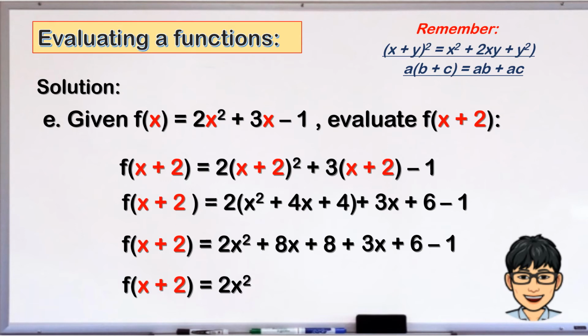This time, let us combine similar terms. Dahil walang katulad si 2x squared, siya ang una nating isusulat. Then we have 8x plus 3x. Since they are both positive, i-add lang natin. So we have 8x plus 3x is 11x. Then for the constant, 8 plus 6 is equal to 14 minus 1 equals 13. Therefore, f of x plus 2 equals 2x squared plus 11x plus 13.